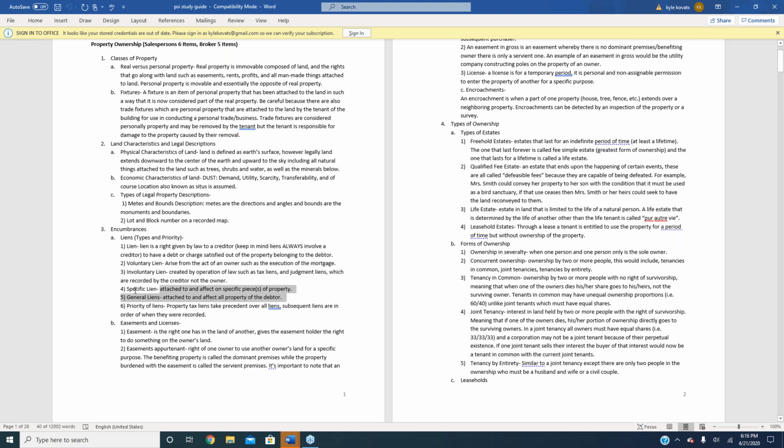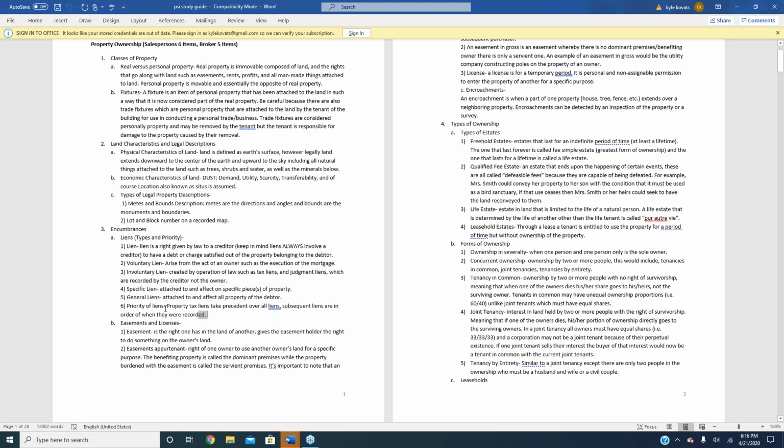Then we get into specific versus general liens. Specific liens attach to one property and one property only. General liens attach to all properties. A good example of a specific lien is a property tax lien. If you don't pay your property tax on 123 Main Street, they place a specific lien against just 123 Main Street. A good example of a general lien, which would attach to and affect all properties, is a personal judgment, like unpaid medical bills.